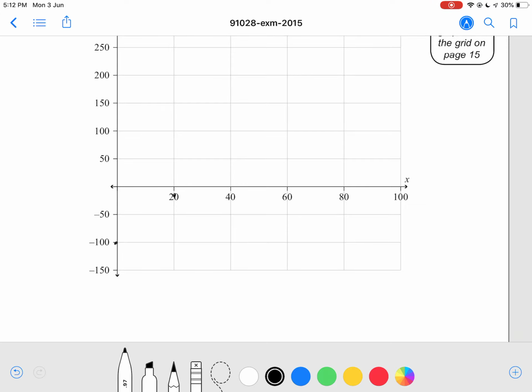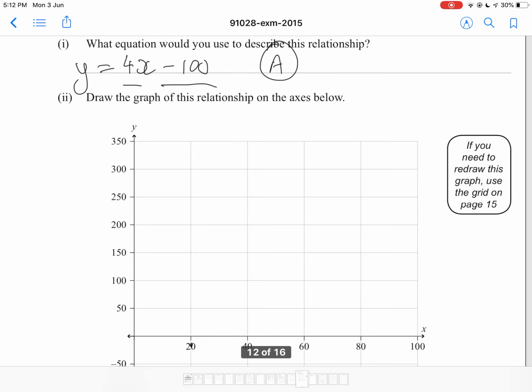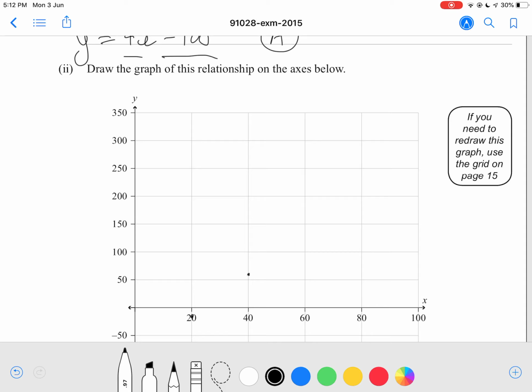Then it's going to go to 40. So 40 times 4 is 160. 160 minus 100, that's 60. So when it's 40, it should be somewhere around here. And when it's 60, 60 times 4 is 240. 240 minus 100 is 120. And it's just going to keep going, so it's going to be 180 here.